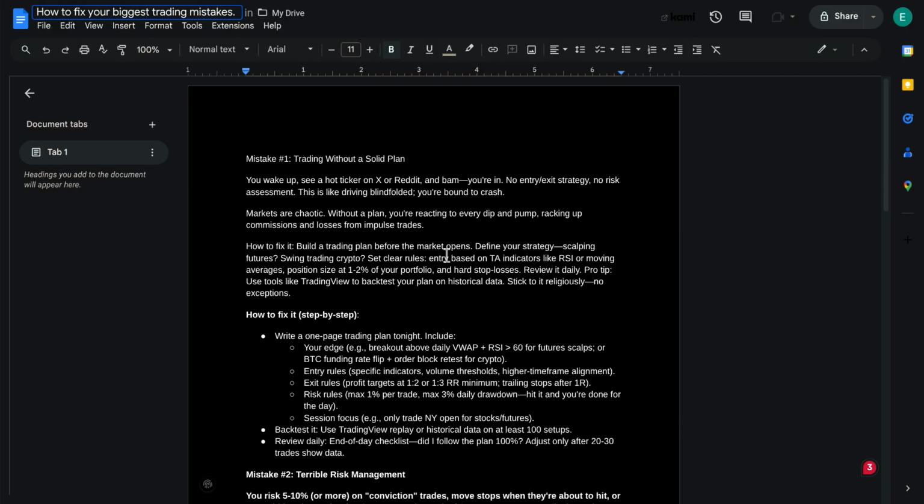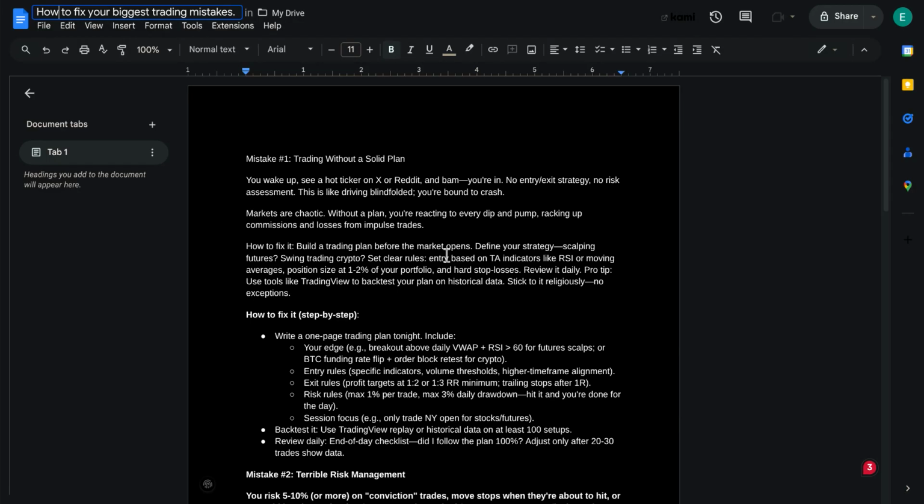So, how do you fix this? The key way is to build a trading plan before the market opens. Define your strategy. Are you scalping futures? Are you swing trading crypto? Set clear rules. Entry based on technical analysis indicators like RSI or moving averages. Do you have position sizing set? Mine is usually at 1 to 2% of my portfolio, and you must use hard stop losses.